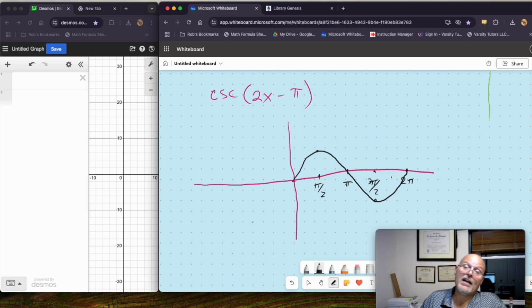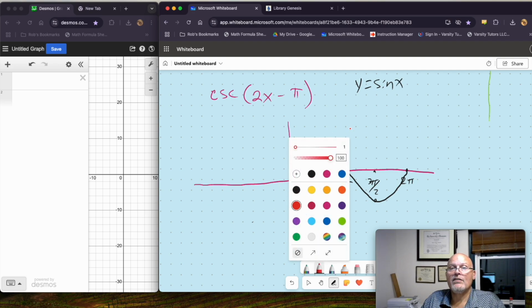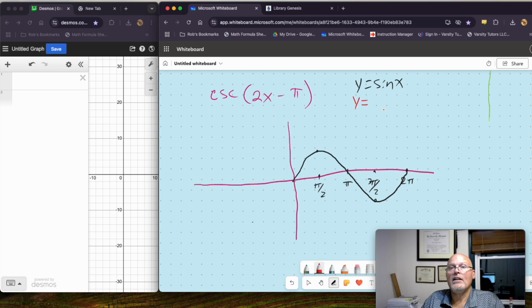Okay, so that is my parent function. Black is y equals sine of x. Now let me do my two transformations separately. First I'm going to do y equals sine of 2x, and that means that by the time it gets to pi over 2, I'm actually taking the sine of pi. So it's going to do all of this stuff in half the time.